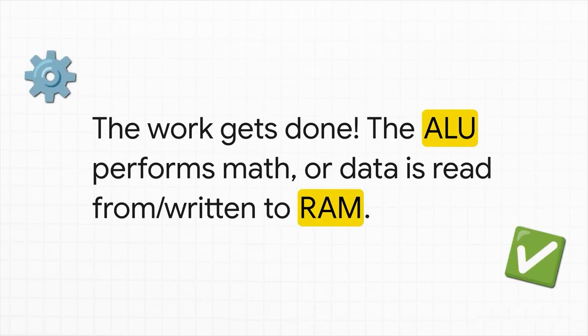And finally, execute. This is where the work actually gets done. If the instruction was to add two numbers, the arithmetic logic unit, the ALU, does the math. If the instruction was to load data, the CPU goes and reads it from RAM. This is the action step, the part that really changes the state of your computer.